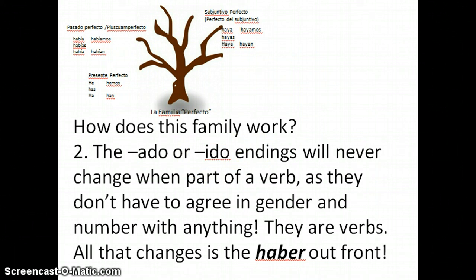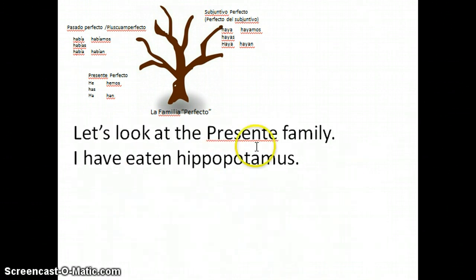They're describing an action, what you have done before, what you had eaten before, right? They're verbs. The only thing that changes is the haber verb that goes out in front of the ado or ito form. Just like we learned with the present progressive. Estar is the only one that changes. The ando or yendo forms never changed, did they? Okay, let's look at the present family, the presente family.